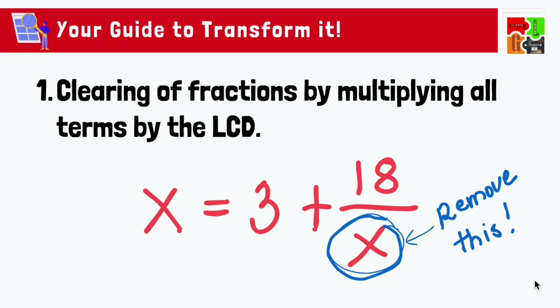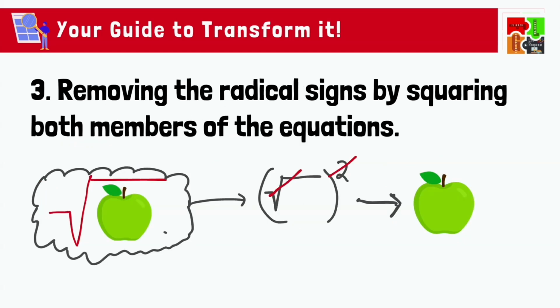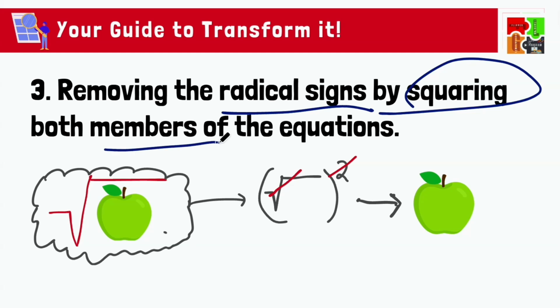Okay, so basically, we just want to remove the denominator here. So that is the first thing that we need to do. The next one is remove all the parentheses and other grouping symbols. Basically, lahat ng parentheses, lahat ng bracket or braces, you have to remove it by simplifying the numbers inside it. Also, number 3 is we have to remove the radical signs by squaring both members of the equation.